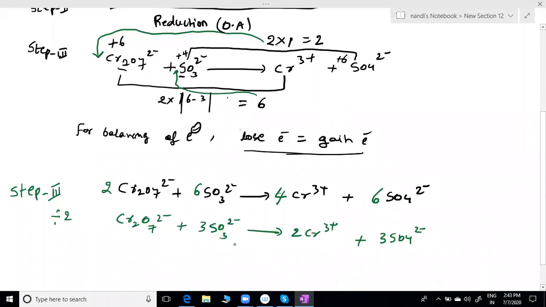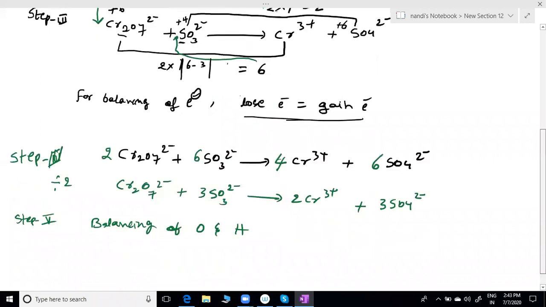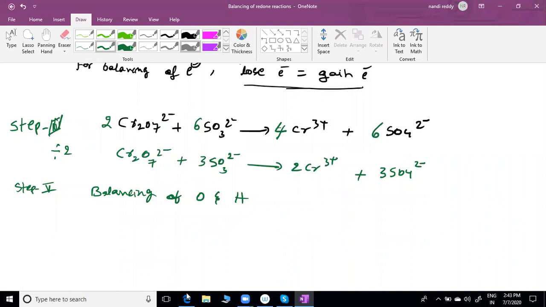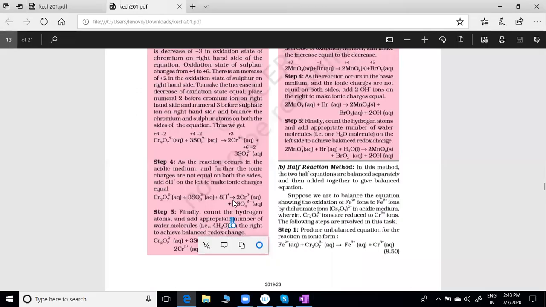Now wherever it is acidic medium, sir, the next step is balancing of oxygen and hydrogen. You can follow that in all the equations. Oxygen and hydrogen. Okay. You can check it here. After balancing, finally, wait.